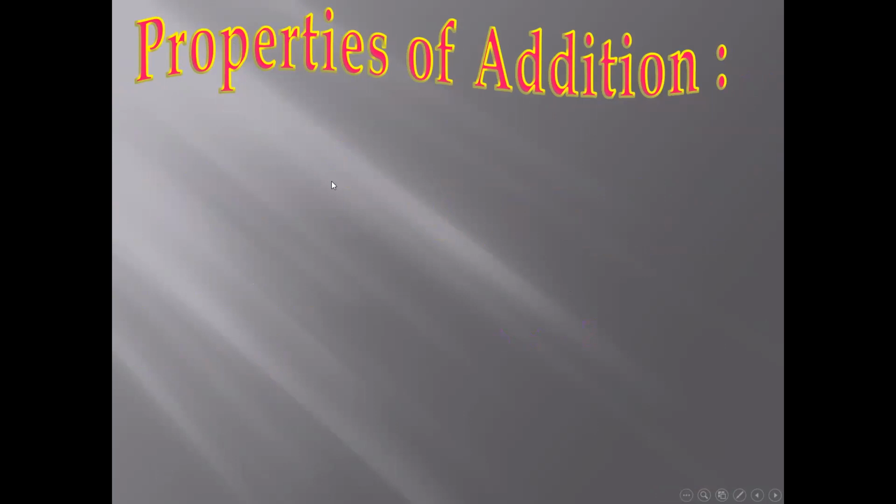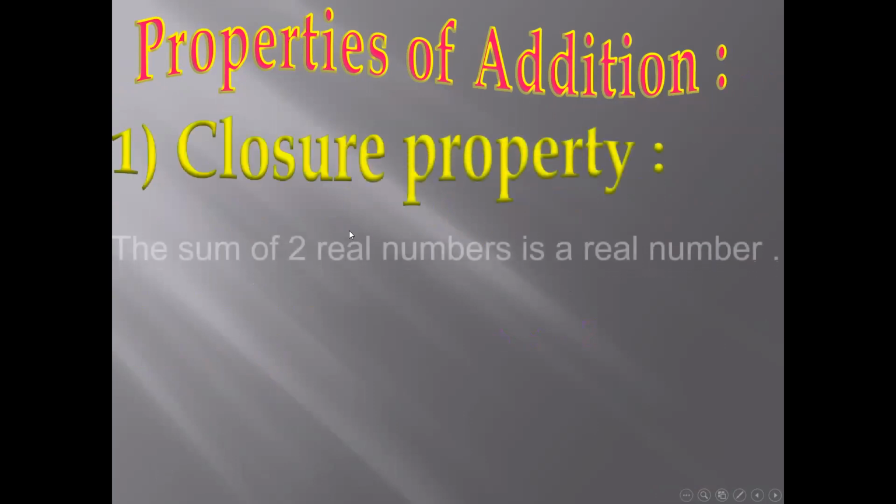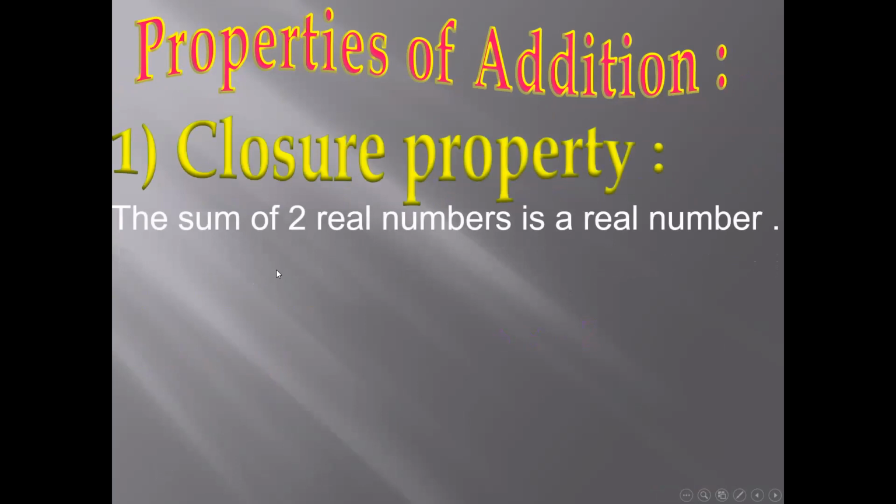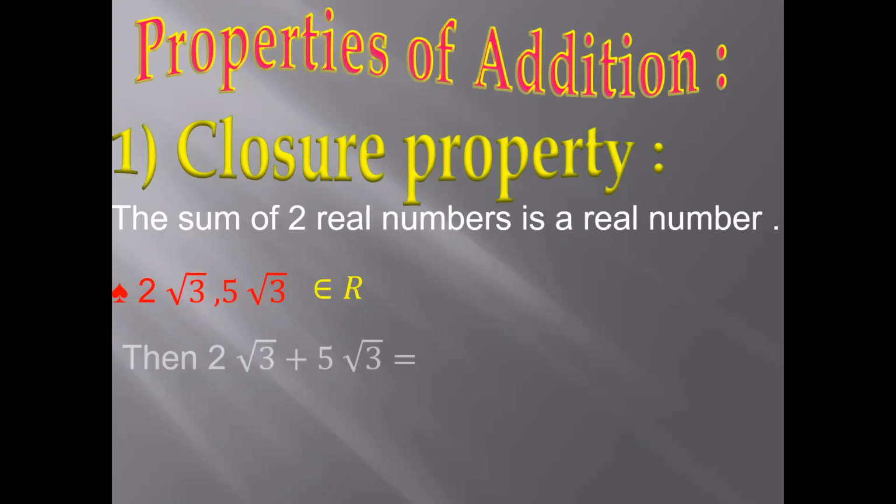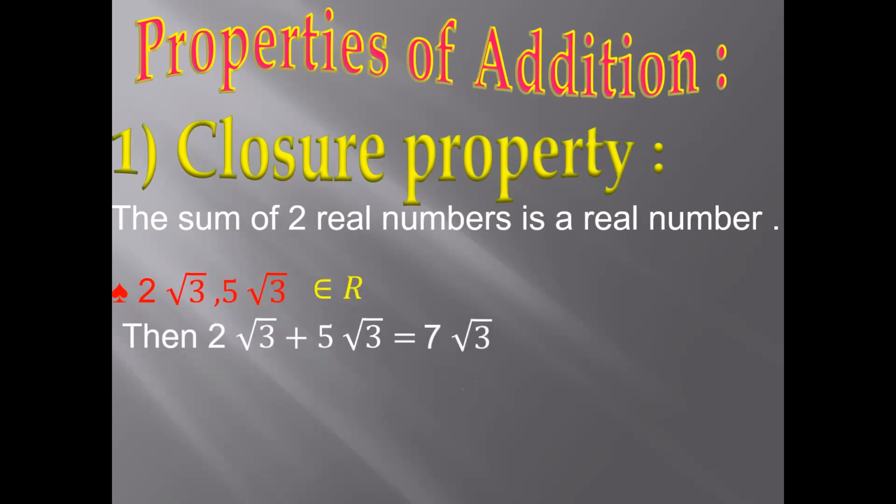Properties of addition. Closure property: the sum of two real numbers is a real number. So 2 root 3 and 5 root 3, if I add them, it will be 7 root 3, which belongs to R. So this means closure property.